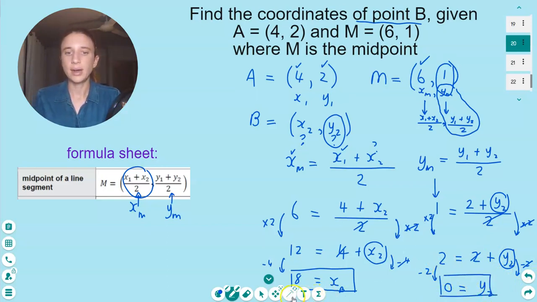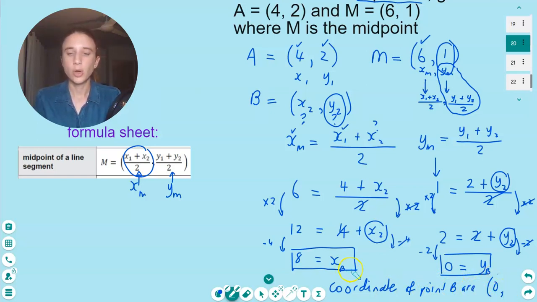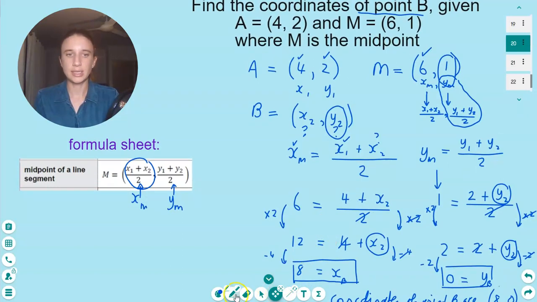So we are given, let's call it the y coordinate of our point B. So the coordinates of point B are X, Y, right? So X is 8, Y is 0. Now it's a little bit different, these ones, but it's okay.